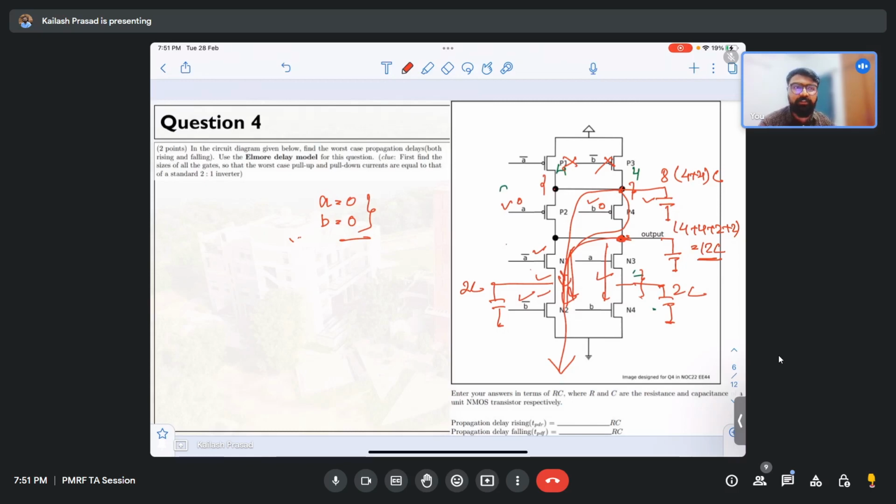Now let me draw the circuit for you, how it will look. So it will be like, these are the capacitors.